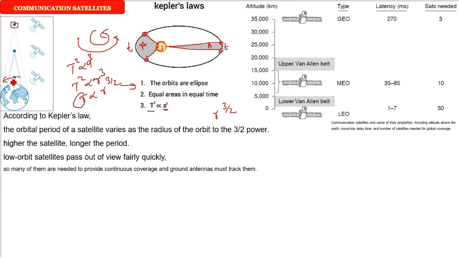So many of them are needed. I'm talking about LEO. For LEO, we need more of them because we want continuous coverage, and there have to be some ground antennas that must track them. Geostationary is like you are standing and viewing a large area. The low Earth satellites are viewing a lesser area. For that, you need more of them.